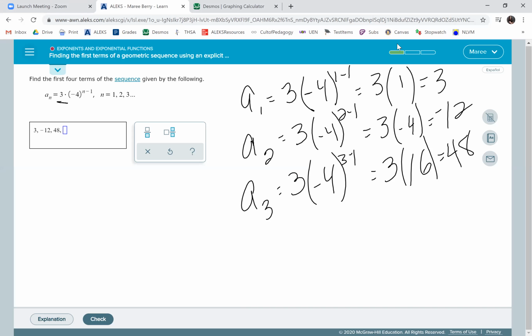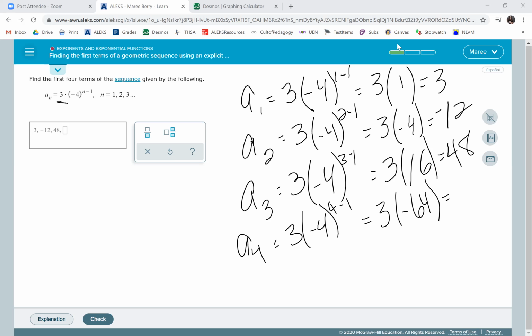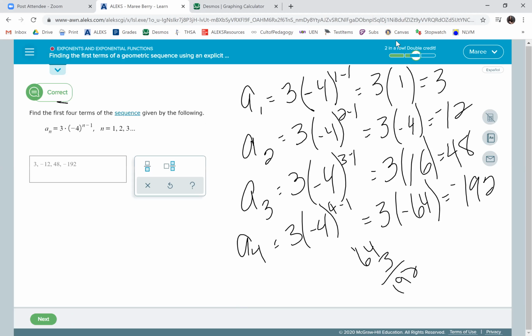And the last one, our fourth term, is 3 times negative 4 to the 4 minus 1. And that's negative 4 cubed. Yeah, negative 4 cubed is negative 64. So I need to do 3 times negative 64, which is negative 192, I believe. Let me just do that real quick. Yeah, so negative 192. And that's just what it is.